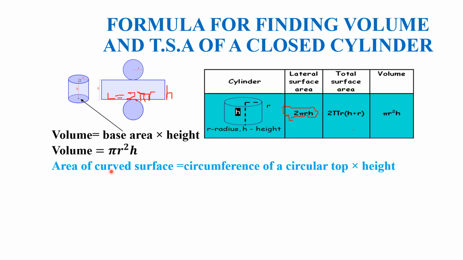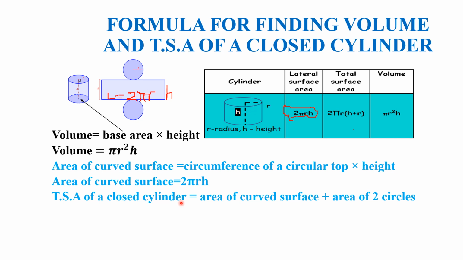Then the area of the curved surface, as I've told you, is the circumference of the circular top or bottom. Remember, we have said that they have the same radius, times height. That's why you are seeing the area of the curved surface as 2 pi r h. This 2 pi r stands for the circumference of a circle, and h stands for the height of a cylinder.